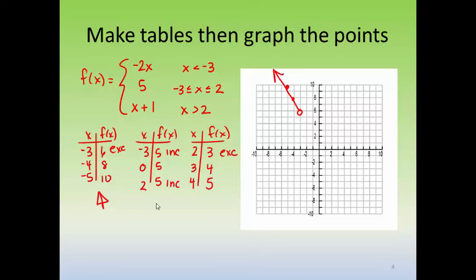Now we can graph this middle piece. And this is negative 3, 5. And 0, 5. And 2, 5. Oh, that's a horizontal line. And both of those ends are included. Okay. That was a very bad horizontal line. And then the next one is 2, 3. And I want to make sure this one's exclusive. And then 3, 4. And 4, 5. And it looks like this. So there is our second piecewise function that we've graphed together.